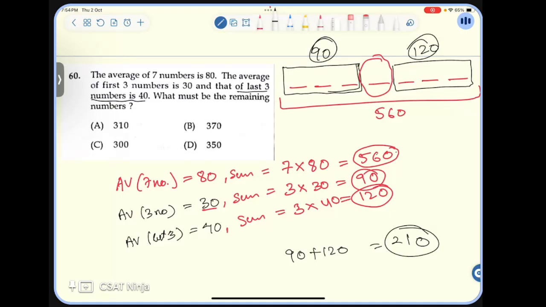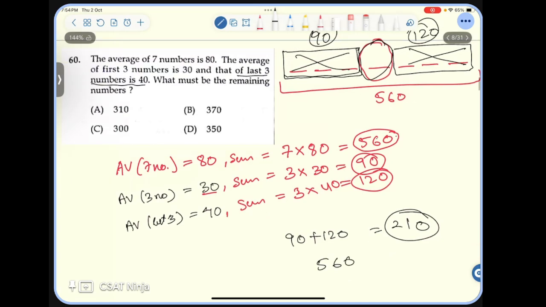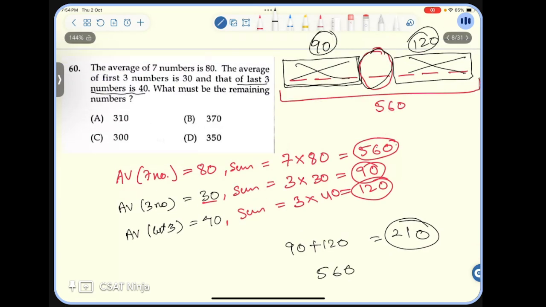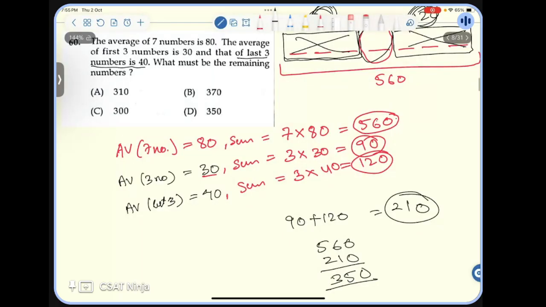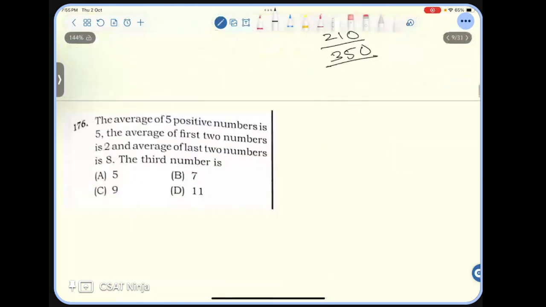So the sum of the first 3 and the last 3 gives me 210, which means I'm including the middle number twice, leaving out none. So from the total, I'll subtract the sum of these two, which is 210. 560 minus 210: 6 minus 1 is 5, and 5 minus 2 is 3. So the answer here is 350. Yes, many of you gave the right answer. Let's go to next. We can follow like that.